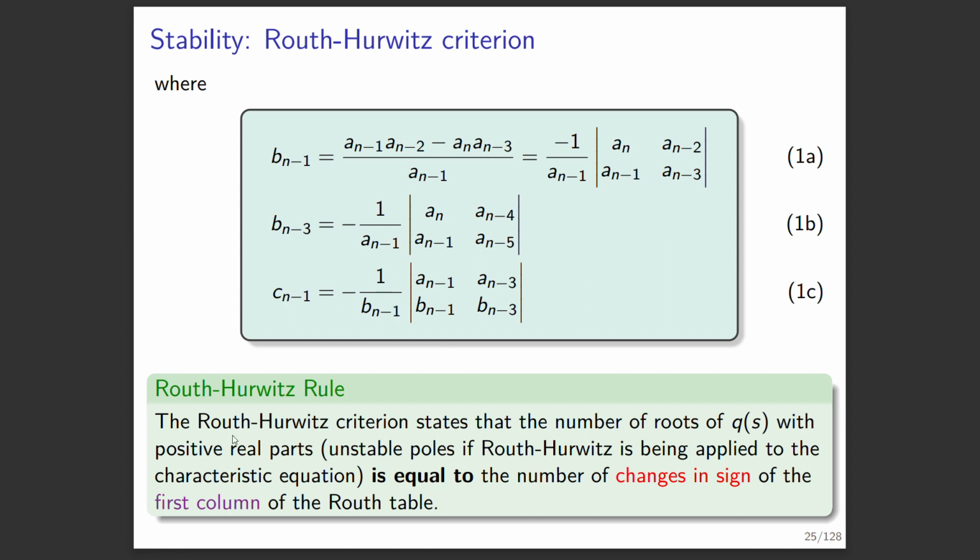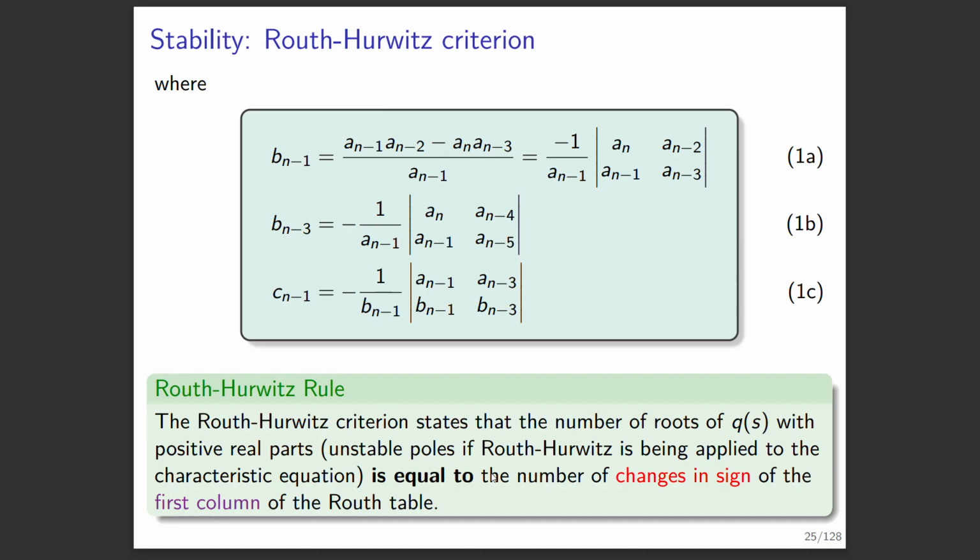Well, look at the Routh-Hurwitz rule. Routh-Hurwitz criterion states that the number of roots of the characteristic equation with positive real parts, so the number of roots of the characteristic equation with positive real parts, meaning that they are on the right-hand side or unstable.